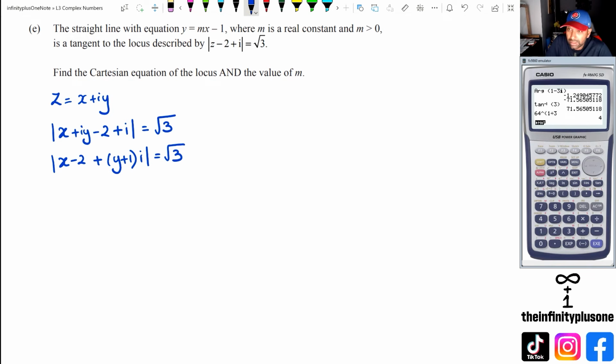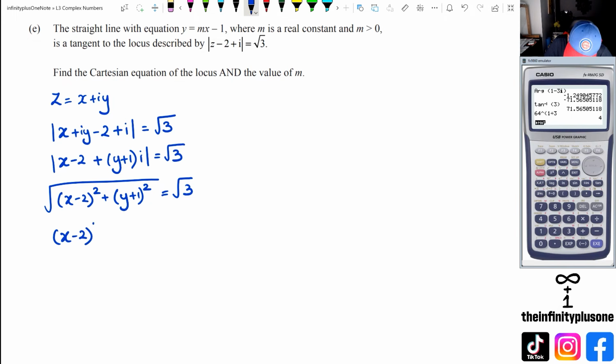Now, working out the modulus on the left-hand side, I'm going to get the square root of the real part, which is x minus 2 squared, plus the imaginary part, which is y plus 1 squared, equals square root of 3. And because I've got square root on both sides, I can get rid of them straight away. I'm going to end up with x minus 2 squared plus y plus 1 squared equals 3. So I'm ending up with a Cartesian equation of this locus, which ends up being a circle.